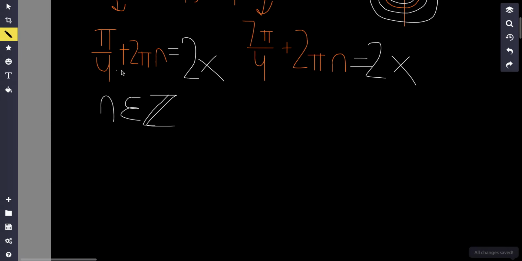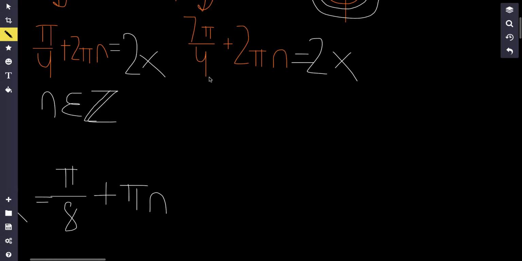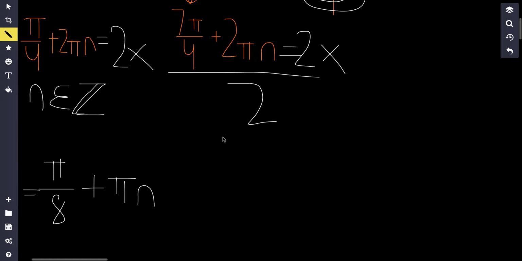If I divide by 2 on both sides for this part, I get x is equal to pi over 8 plus pi n. And if I divide by 2 on both sides for this whole equation, I get x is equal to 7 pi over 8 plus pi n. And that's going to be the answer.